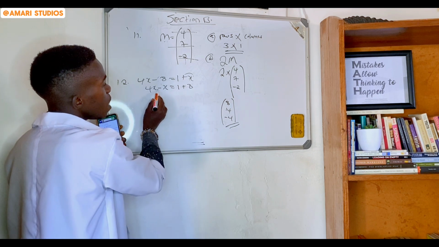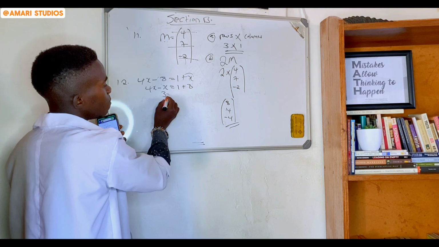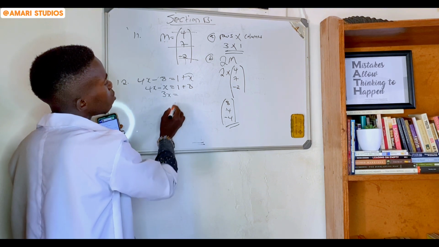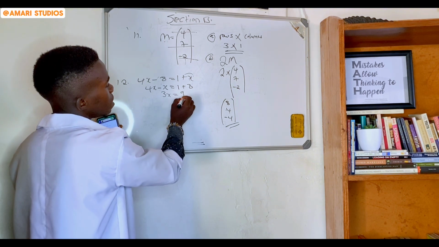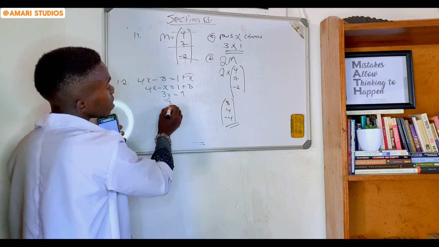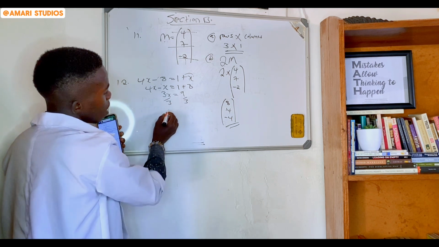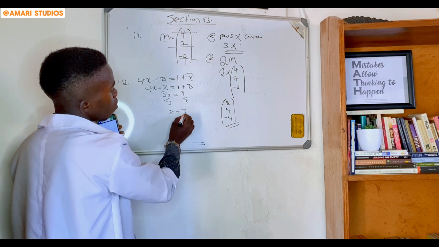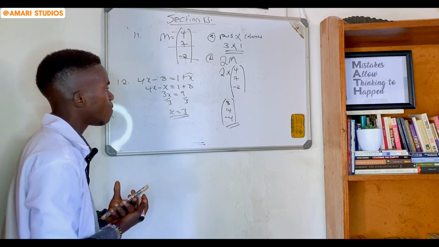Then 4x minus x gives us 3x, which is equal to 1 plus 8, which is 9. Divided by 3, x is equal to 3. That is our value of x.